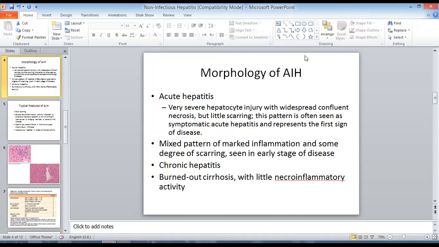Hopefully in the upcoming lectures, we'll be discussing some other diseases, like metabolic liver disease. We are left with cholestatic disease. So we'll try to cover these topics as well in the forthcoming lecture.